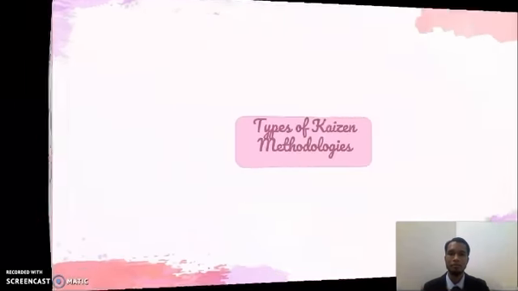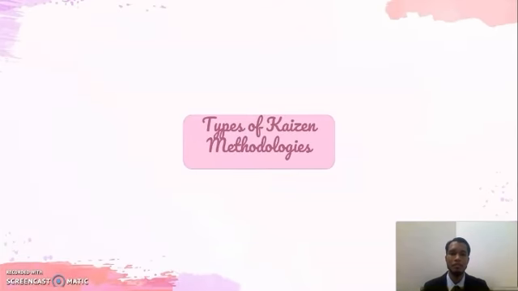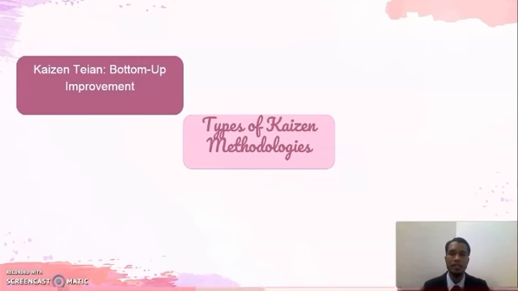Next, the types of Kaizen methodologies. There are 4 types of Kaizen methodologies. The first one is Kaizen Dayan, bottom-up improvement, also known as daily Kaizen. This Kaizen describes an action of improvement where people are involved to improve their own processes.